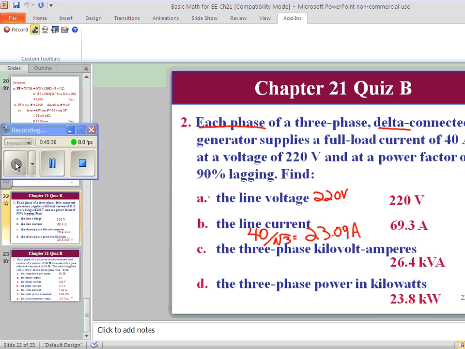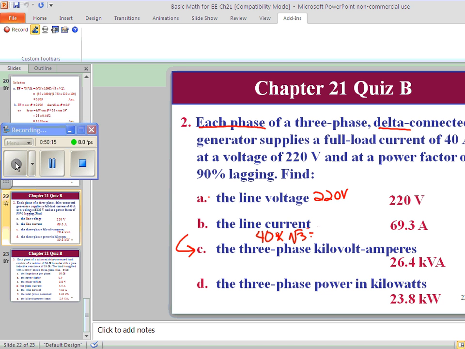They're saying multiply times square root of 3 because this is a phase. Oh, I'm sorry, this is a phase. My apologies. This is a phase current that's 40 amps, not a line. So we're going from 40, we're multiplying times square root of 3. So 40 times 1.7321 will get 69.3 amps, or somewhere close to that. 69.28. Okay.